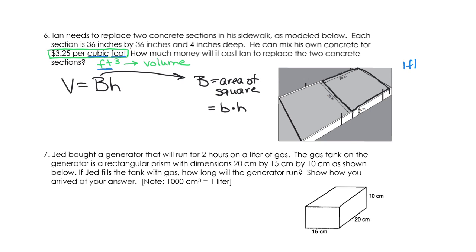So 1 foot is equal to 12 inches. So if we have 36 inches, that's going to equal 3 feet. So at least it was an easy conversion. So this is 3 feet instead of 36 inches. This is going to be 3 feet instead of 36 inches.